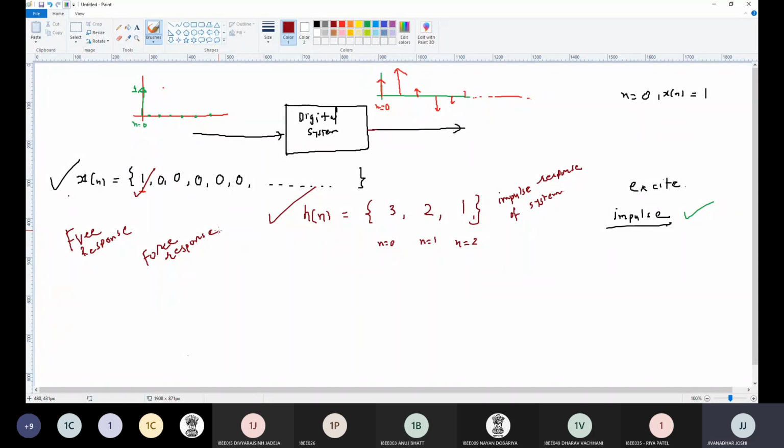That's called free response. Okay, now let's assume that this is a linear system. So if 1 produces 3, 2 and 1, then what will be the output if I had applied 2 instead of 1? 2, then followed by 0, then 0, then 0, then 0. Impulse of 2 volt. What's your expectation?